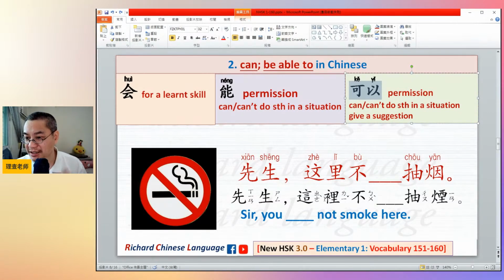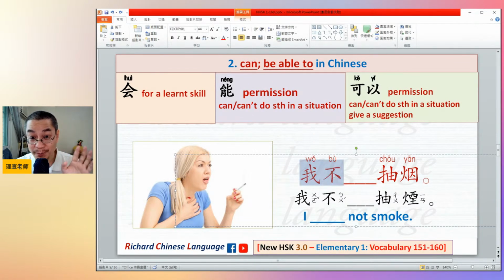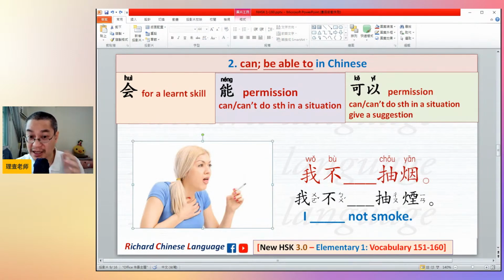Very good. Okay? What? 我不抽烟。Okay, tell me the answer. They're all about smoke, but what's the difference? Okay, 我不抽烟 smoke. Okay, you can see the picture. This picture can give you some clue, some hint. You see when the lady smoke. So what's the answer?